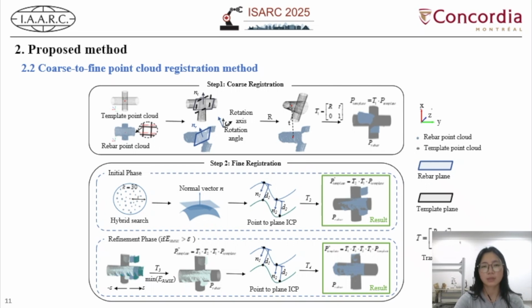In step 2 of fine registration, the ICP algorithm is used to iteratively minimize the alignment error between the template point cloud and the rebar point cloud.